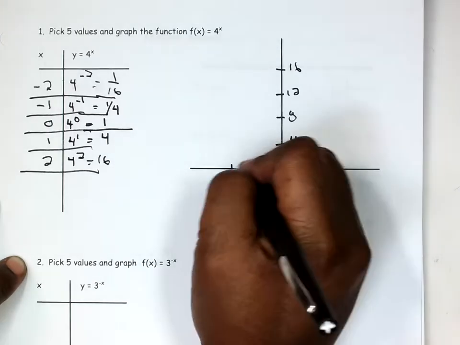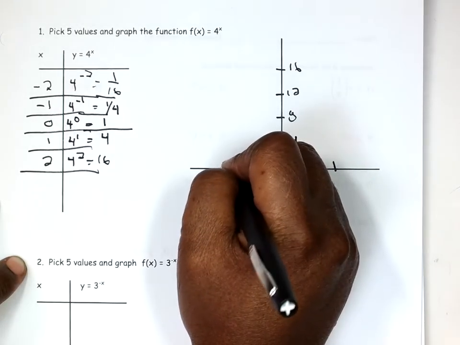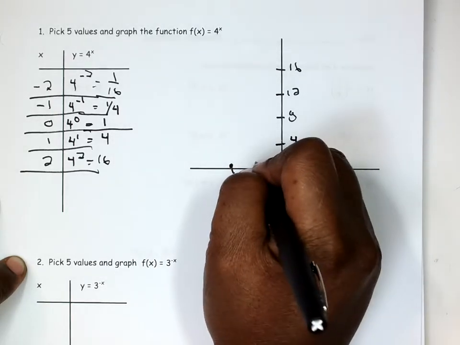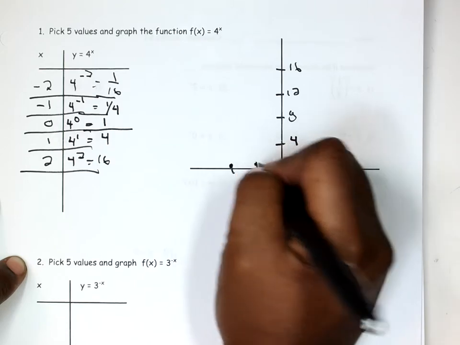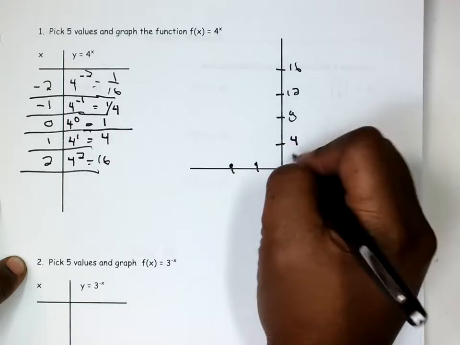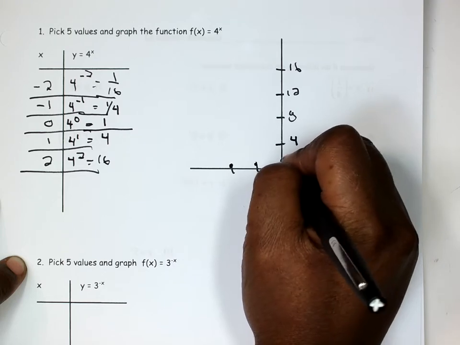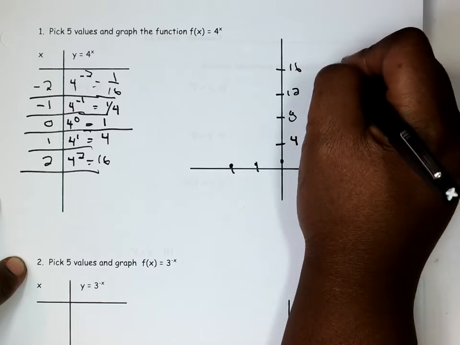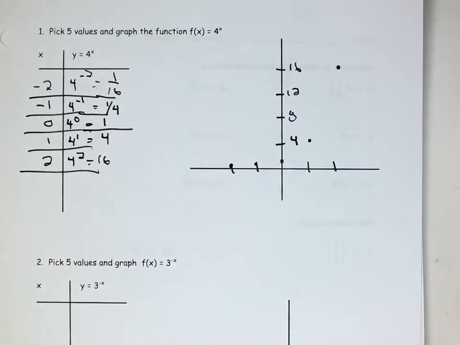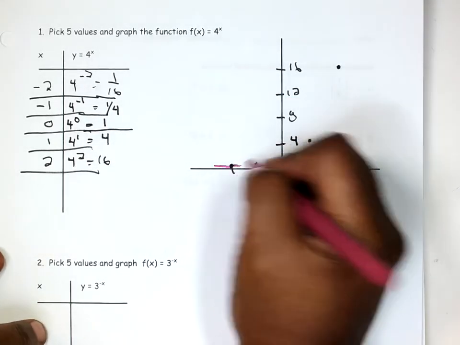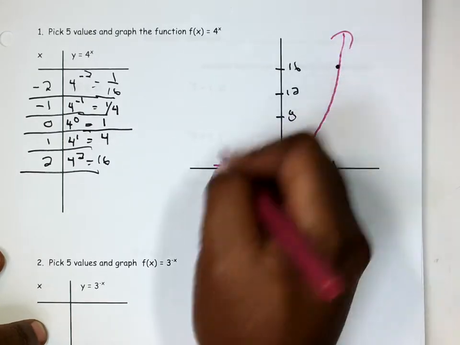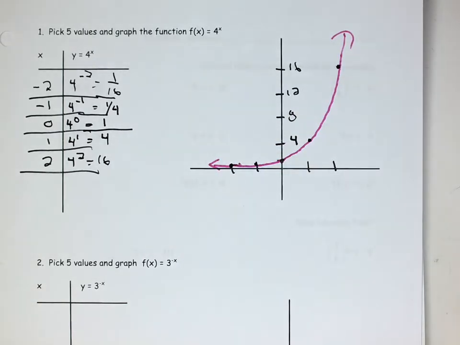So negative 2 is 1 over 16. So it's already really, really close to that y-axis. At negative 1, it's 1/4. So it doesn't come up much. At 0, it's 1. At 1, we got 4. And at 2, we have 16. So just so we can see a little bit better. So we have that exponential growth.